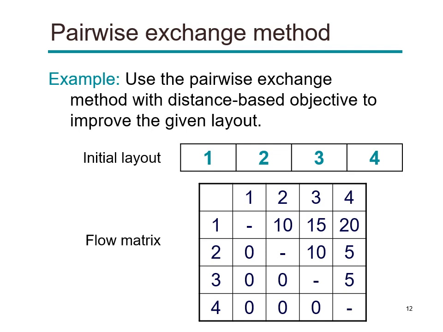The flow between each pair of departments is given to us in this matrix. So these are departments 1, 2, 3, 4, and 1, 2, 3, 4, and these are the flows over here. So the flow from department 1 to 2 is 10 units, 1 to 3 is 15, and 1 to 4 is 20. These are given. And from this layout that's given to us, we can calculate the current distances.